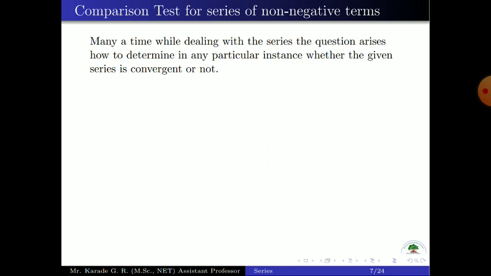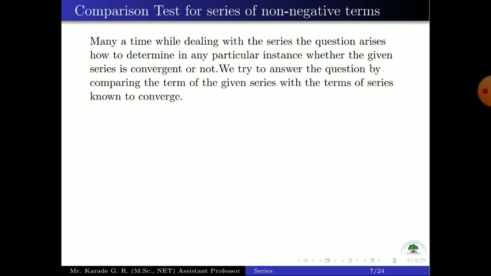Now let us study the comparison test for series of non-negative terms. Many a time while dealing with series, the question arises how to determine in any particular instance whether the given series is convergent or not. We try to answer the question by comparing the terms of the given series with the terms of a series known to converge. This idea gives us the comparison test.